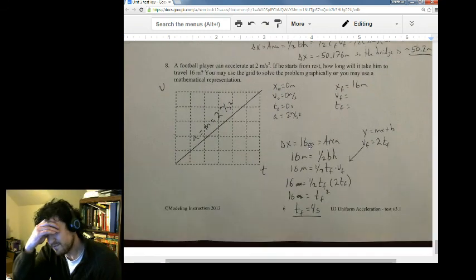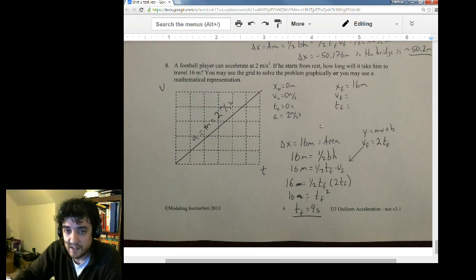And on the last one, go about it the exact same way. We're told the object starts from rest. There's your code word. The initial velocity is 0 again, from rest. How long will it take him to travel 16 meters? That is his final position, which in this case is the same.